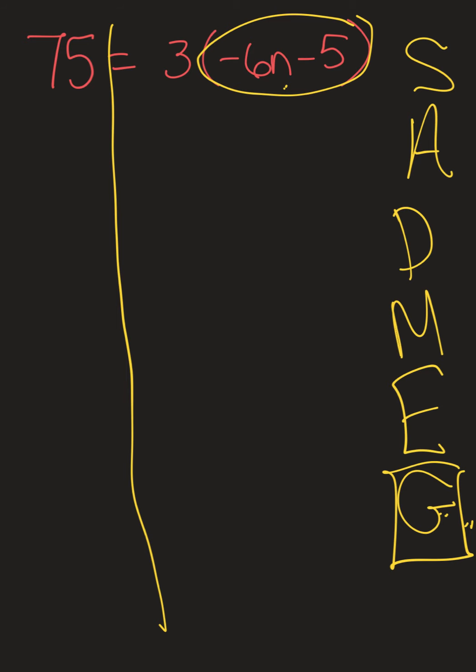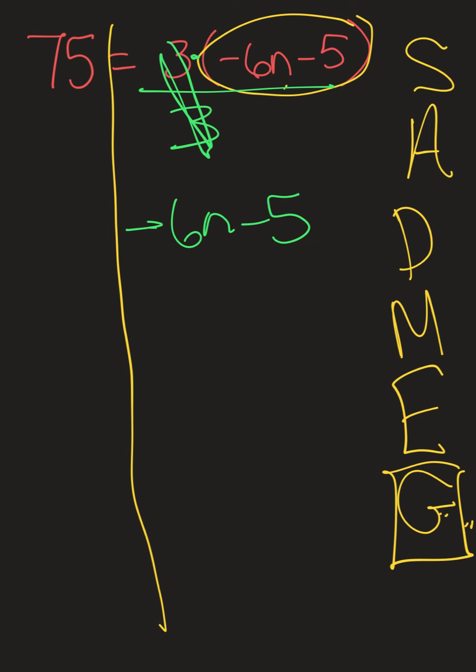So what I can do is I can take this 3 that's being multiplied times everything else and divide that side by 3 and cancel it out. So all I have left is this -6n minus 5. Basically, I eliminate the need for parentheses. But again, if I do something to one side of an equation, I always have to do the same thing on the other side. 75 divided by 3 is 25.